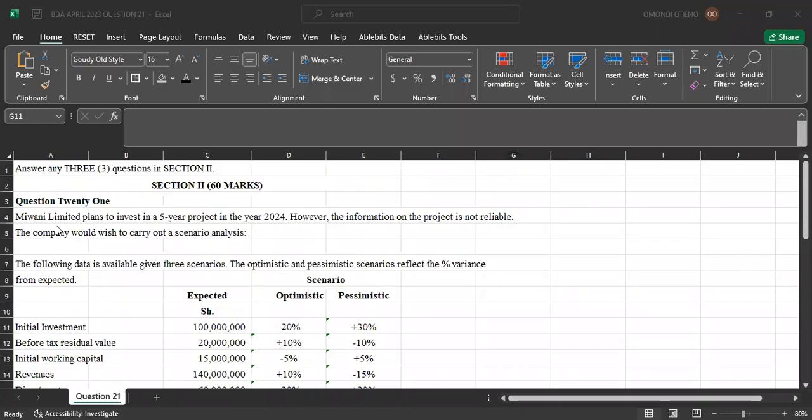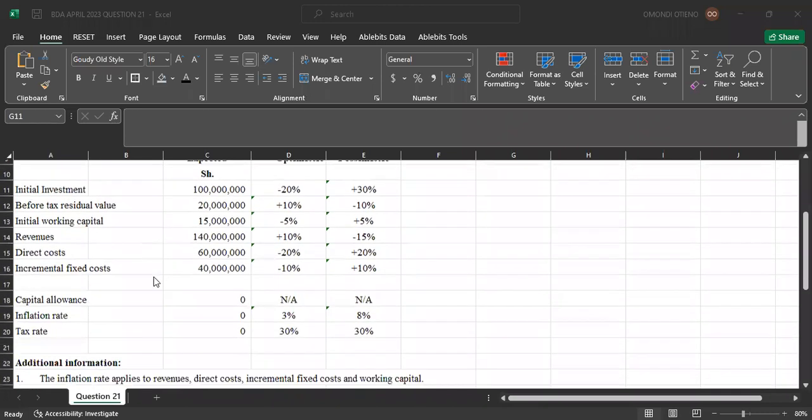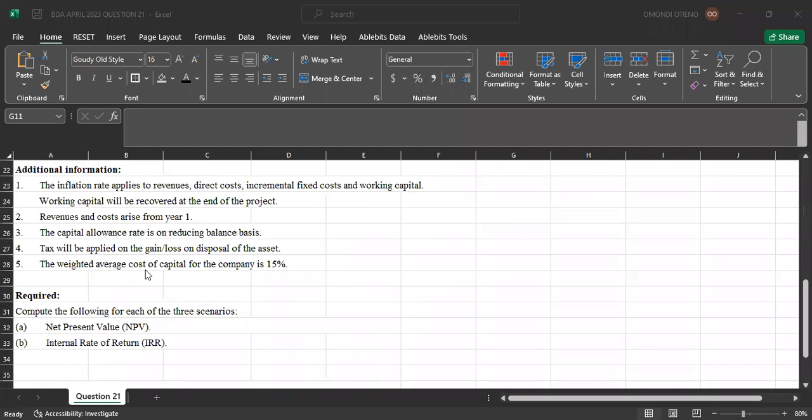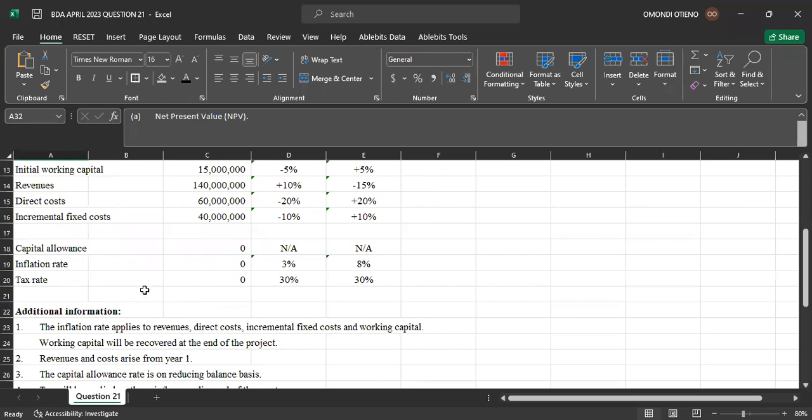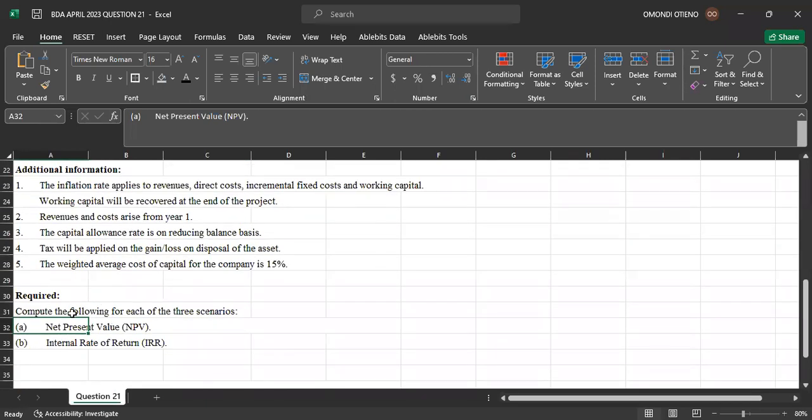So if you look at this question, that is question number 21 of April 2023, they are basically testing you on what we have been doing. They want you to do what? To calculate net present value. They want you to calculate internal rate of return. I don't have any doubt that all of us now are able to calculate net present value and internal rate of return. The only challenge you're going to have maybe is how do we now get the net cash flows to be used in getting the net present value.